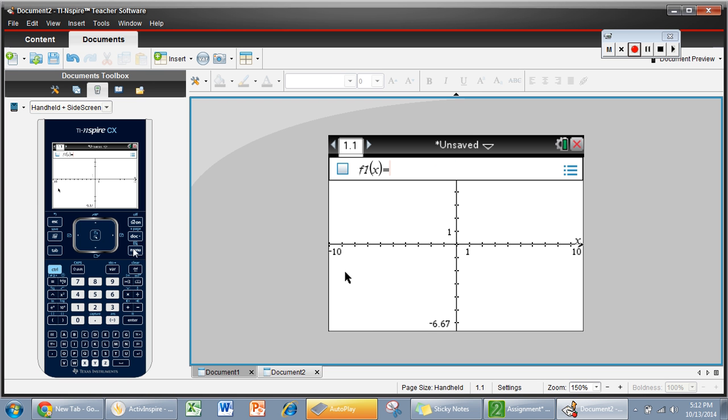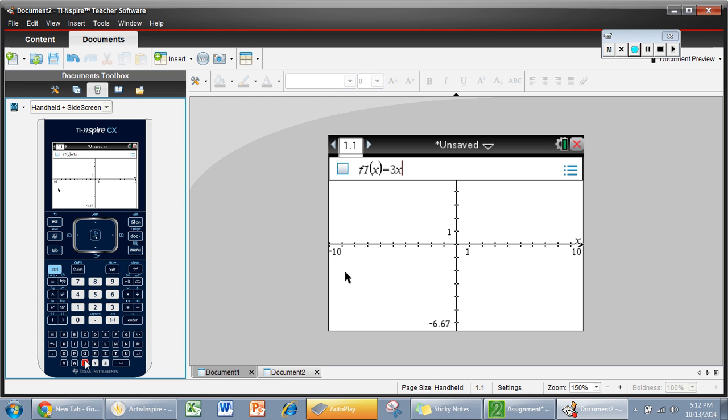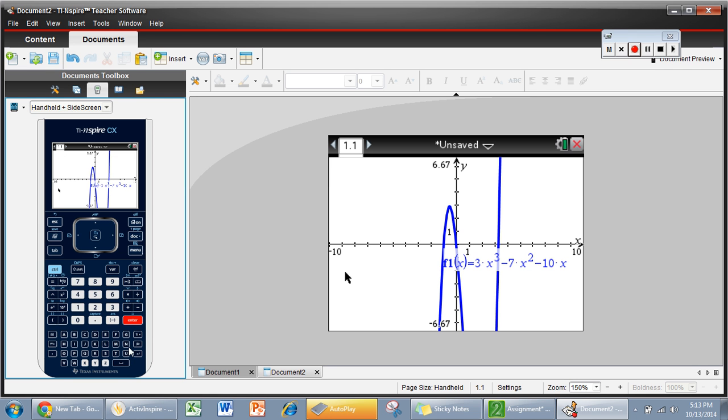I'm at my graphing application, and I'm going to type in my original problem, which was 3x to the third power minus 7x squared, oh, let me back this up. I wasn't paying attention. Minus 7x squared minus 10x. And if I hit enter, there's the graph of my original problem.